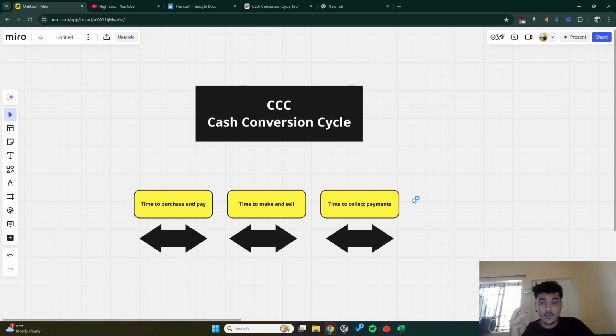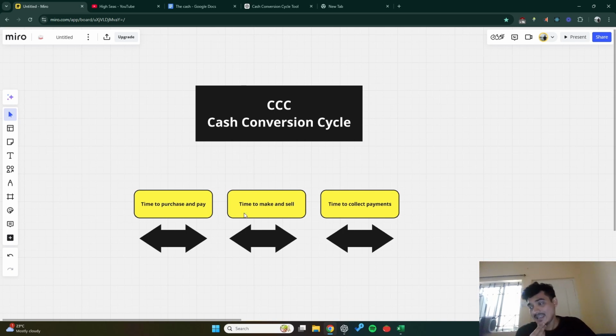So, there are mainly three variables for this tool. The first variable is time to purchase and pay. This is the time it takes for you to pay your suppliers or the vendors. If it's a software business, it would be paying your sales force, paying your electricity bill, paying for your gas connections, things like that. The second variable would be time to make and sell.